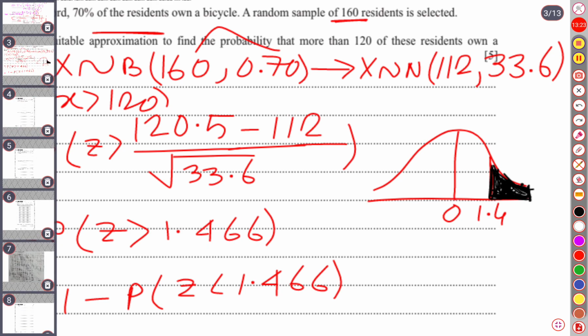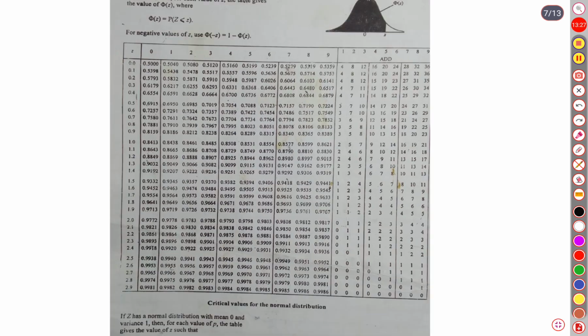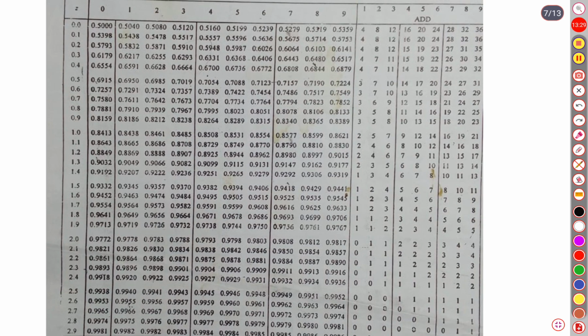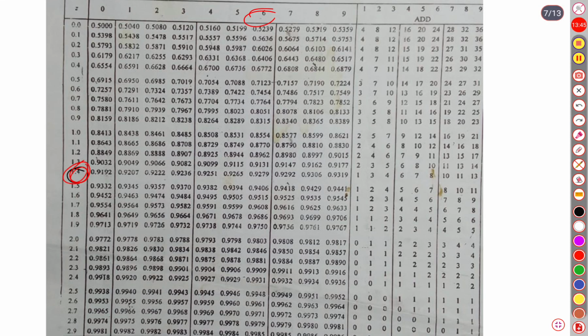It is just over here. Our z score is 1.466. So 1.466 is over here: in the row, 1.4 is here, and then the 6 column. The first column is 6, the second column is also 6. This is 6 and another 6 is over here.